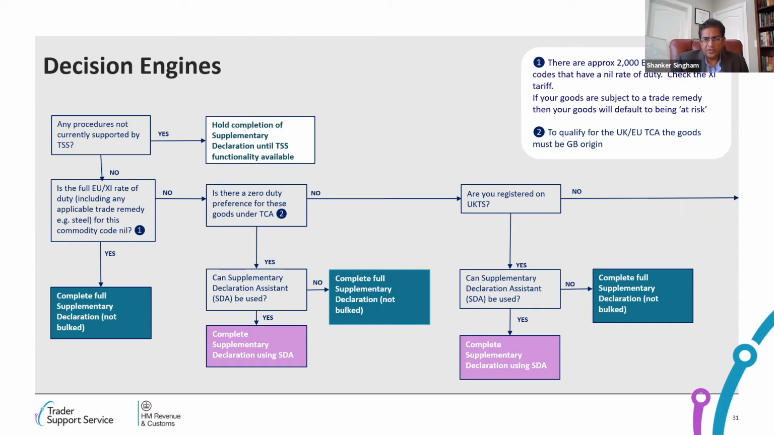If it's not 0, then you ask, is there a 0 duty preference under the trade agreement? If there is, you can then use the supplementary declaration assistant and complete your declaration. If there isn't, you look at the UK trader scheme, the not at risk category. Can you qualify for the not at risk category? If you can, use the supplementary declaration to complete your declaration in the way that I described. If you can't, for whatever reason, then we go on to the next slide.